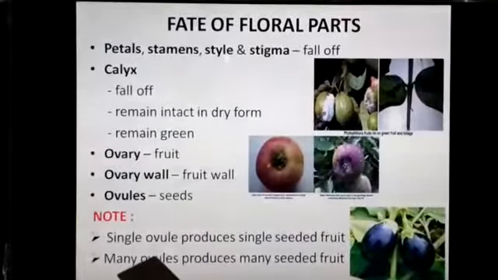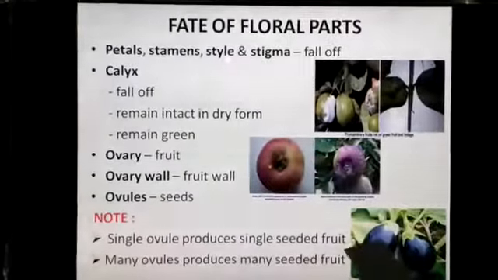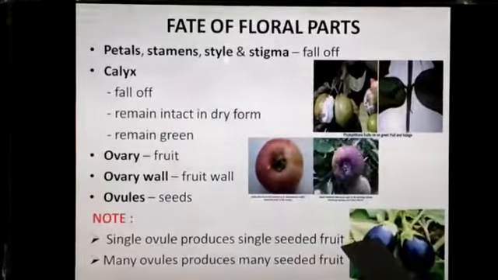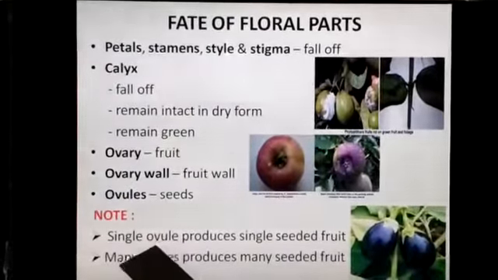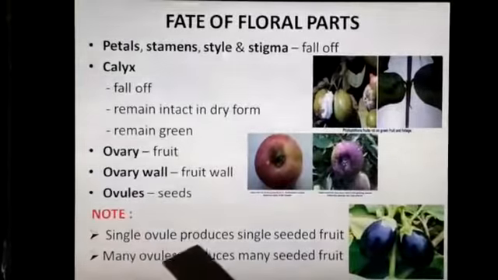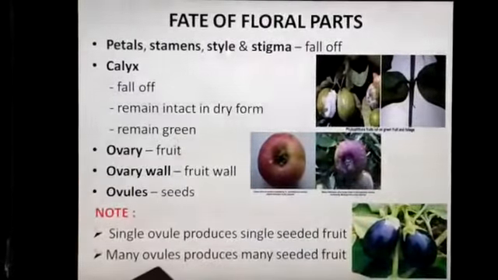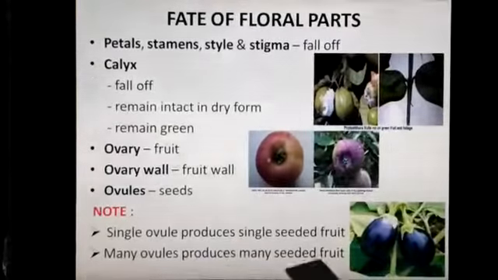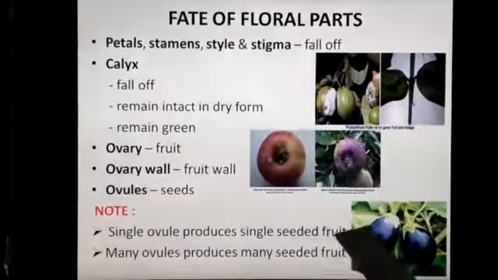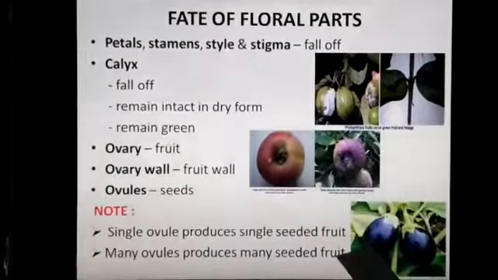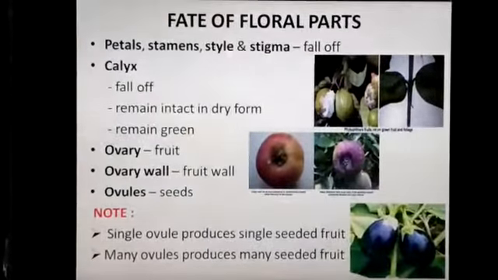Another important thing to note is that we have seen that fruits vary in the number of seeds present inside them. It is because of the number of ovules present in the flower. A flower with a single ovule produces a single-seeded fruit. A flower with many ovules produces a many-seeded fruit. So thus, seeds vary in fruits because of the number of ovules being different in flowers.